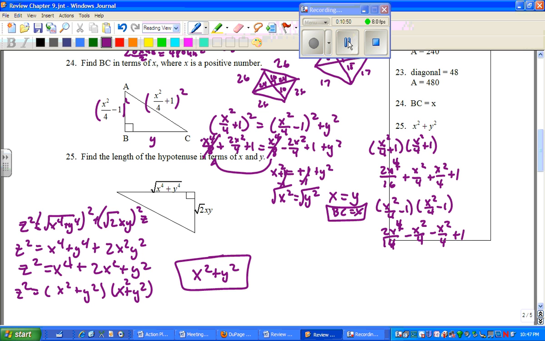Both of those two types of questions are very challenging. This ends part 2, which is page 2, numbers 12 through 25 for the chapter 9 review.